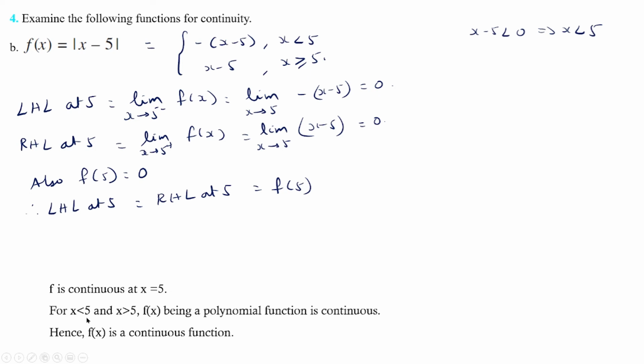Now for x less than 5 and for x greater than 5, we can see that f of x is a polynomial function, and polynomial function is continuous, that we already know. So for x less than 5, x greater than 5, f of x is continuous, and it is also continuous at x equal to 5. Hence f of x is a continuous function.